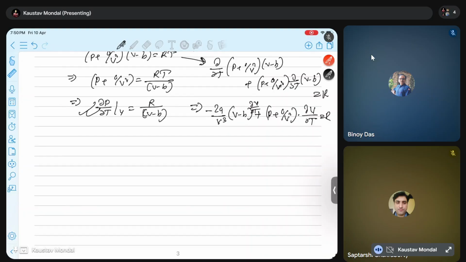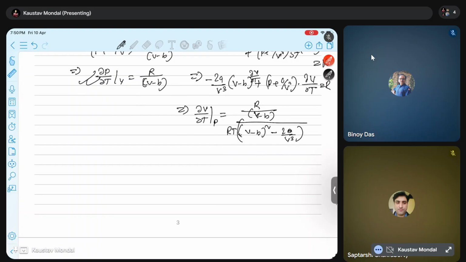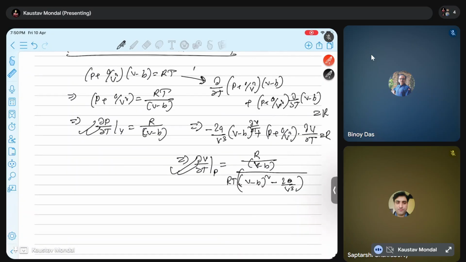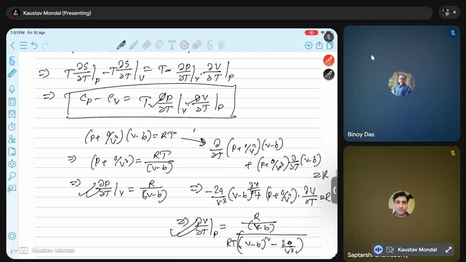Now if you simplify it more, taking del V del T as common, the whole term will become del V del T at constant P will be equal to R by V minus b, whole thing divided by RT by V minus b whole square minus 2a by V cube. Okay. So we got del P del T, we got del V del T. Now substitute these two quantities into the main expression Cp minus Cv.